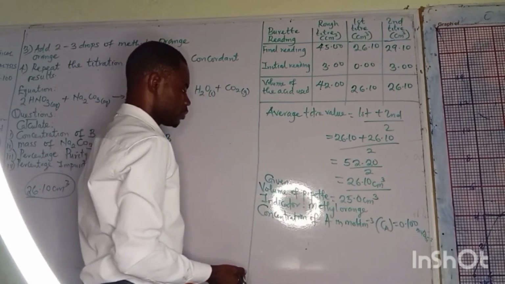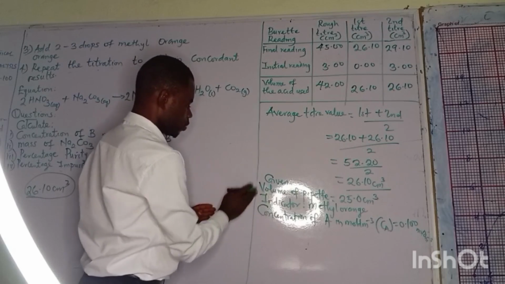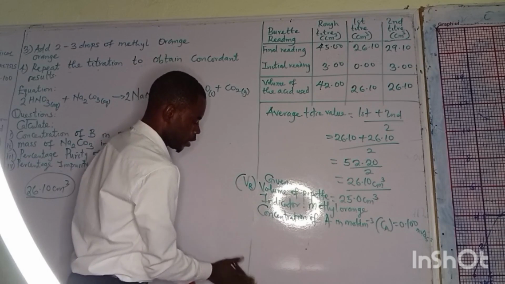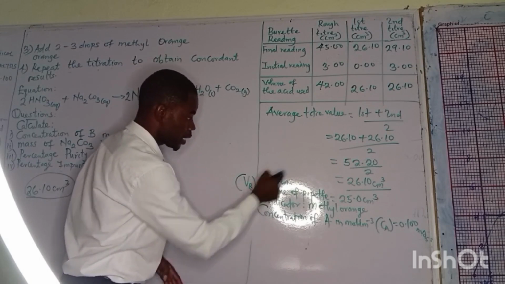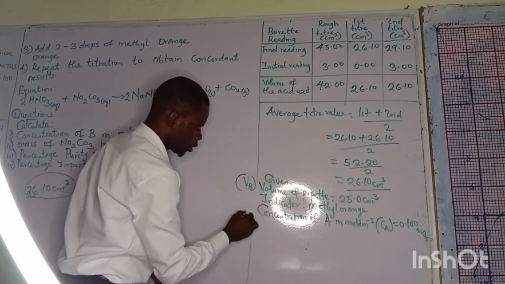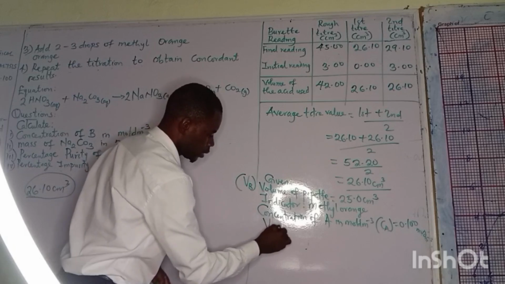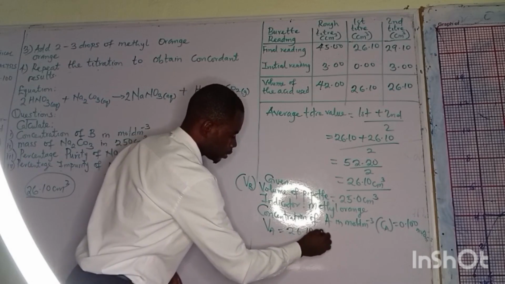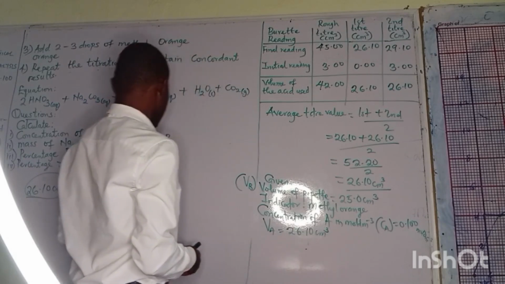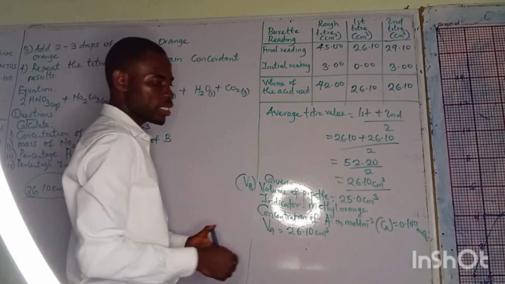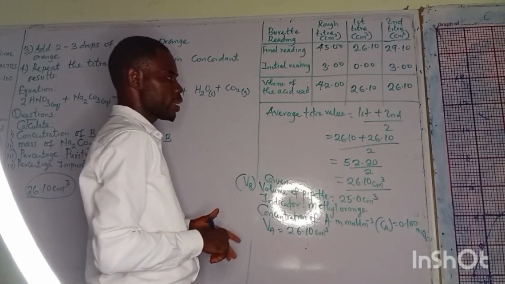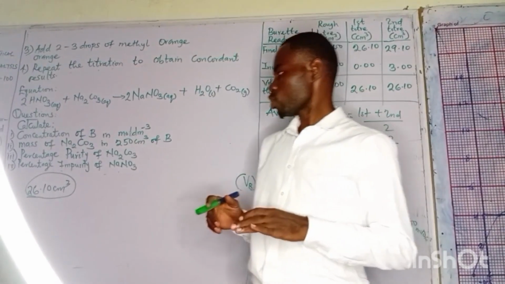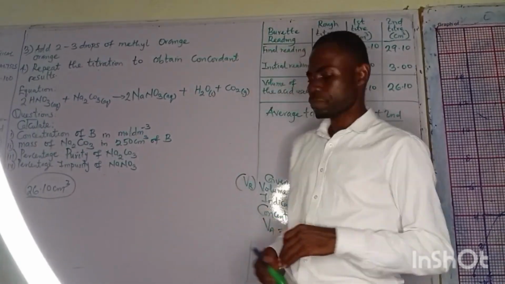This is my Vb, and I have known my Va. That's the volume of acid, which is 26.10 cm³. What other information do I need? Any information I need will fall back to my equation. Let me show you my equation, and from there I will continue.